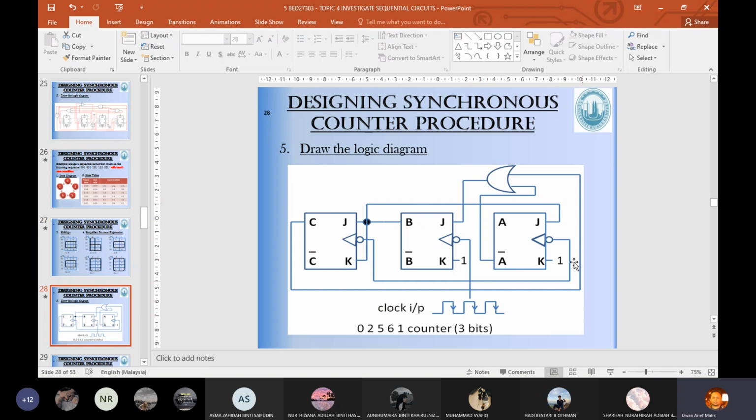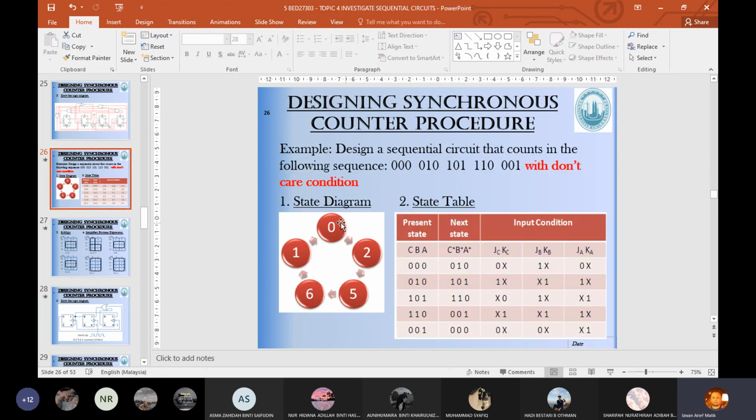Clock source goes to the same input clock for each of the flip-flops. Then each of A, B and C connects to the LED, and it will count this sequence 0, 2, 5, 6, 1, 0, 2, 5, 6, 1 without any problem. If your diagram is correct, there will be no problem displaying these numbers. But for asynchronous, it is difficult to display scattered numbers like this. It will give an error. Okay.